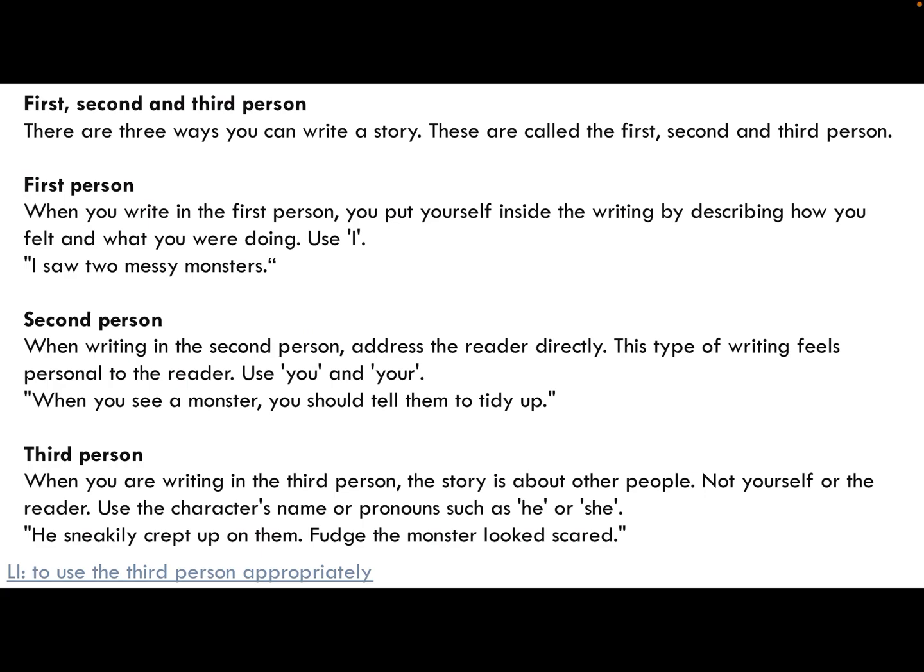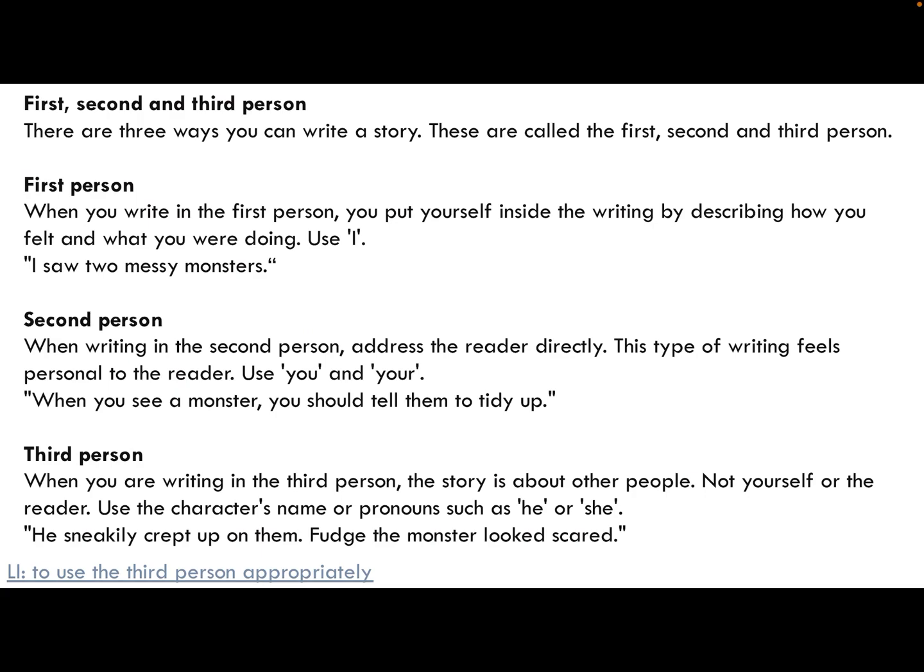You might imagine is a good little phrase that you could use. When you see a monster, you should tell them to tidy up. That is second person. When you're writing in third person, the story is about the other people and not yourself or the reader.